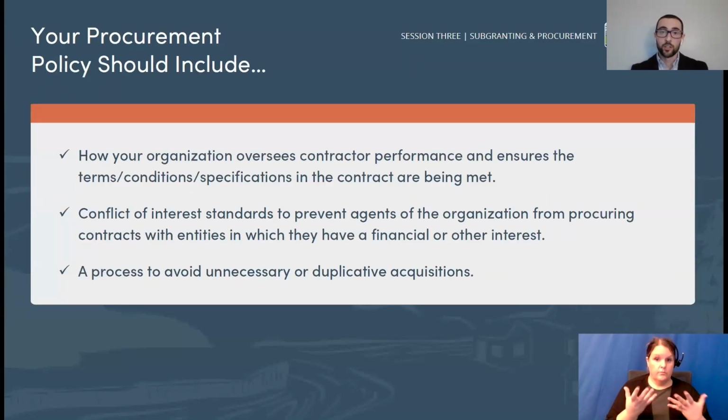So what should the procurement policy include? This is a non-exhaustive list, but it should describe how your organization oversees contractor performance, ensuring that the terms and conditions in the contract are met. So monitoring contractors is important. It should include some conflict of interest standards, right? That essentially prevent or help to prevent agents of the organization from procuring contracts with entities in which they have some financial interest or other interest, right? So how do we avoid these sorts of conflicts of interest?